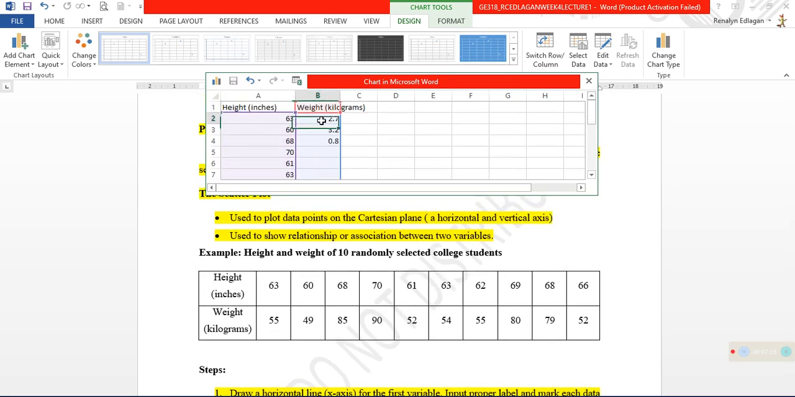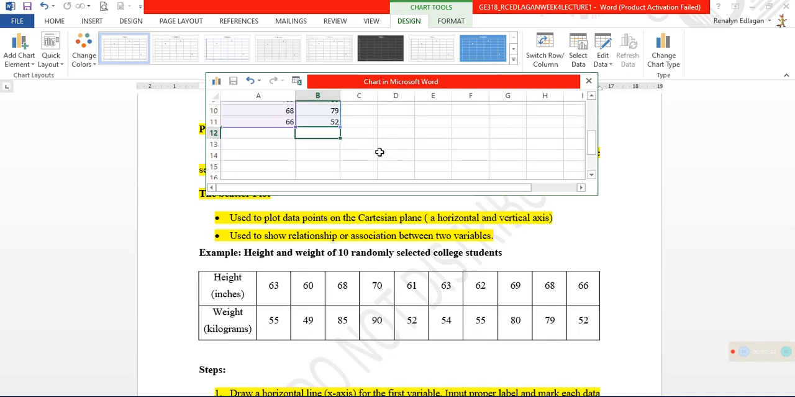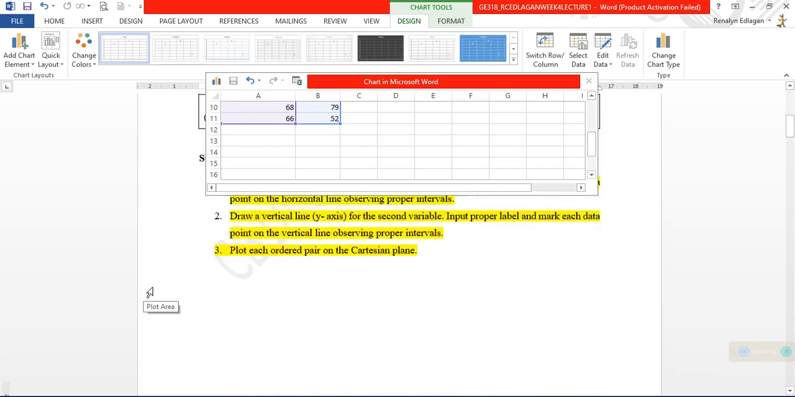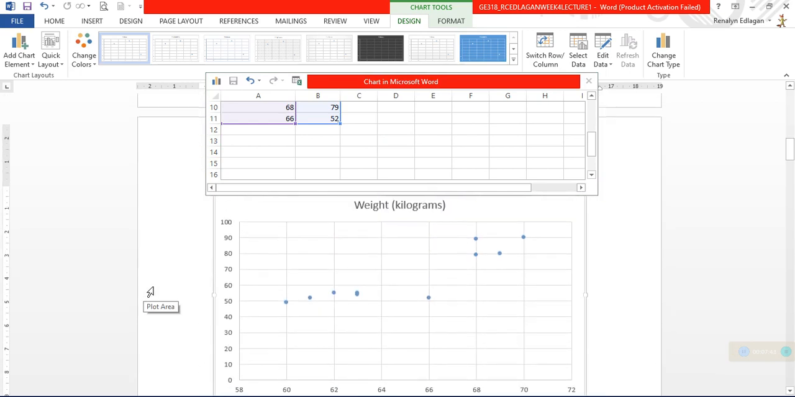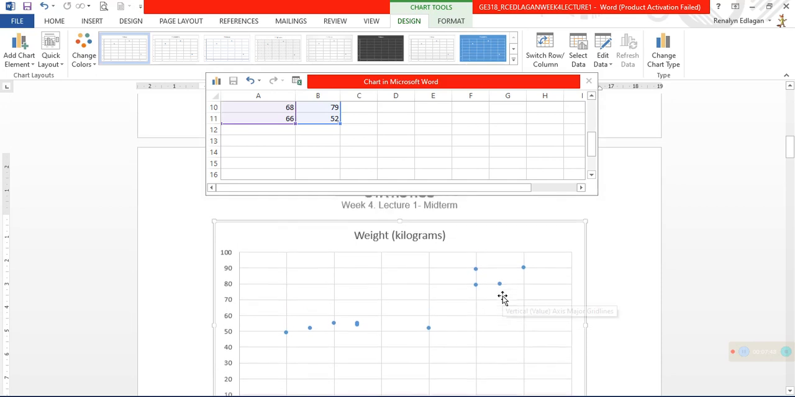Now, let's input our data for the weight. The first respondent weighs 55. Followed by 49. Followed by 85, he is heavy. Next, we have 90. Followed by 52, 54, 55, 80, 79, and finally, we have 52 for the last respondent. So, after you input everything there, check your chart or your graph again. You will come up with something like this. Okay?